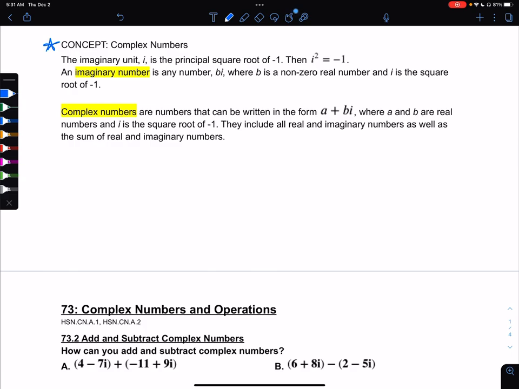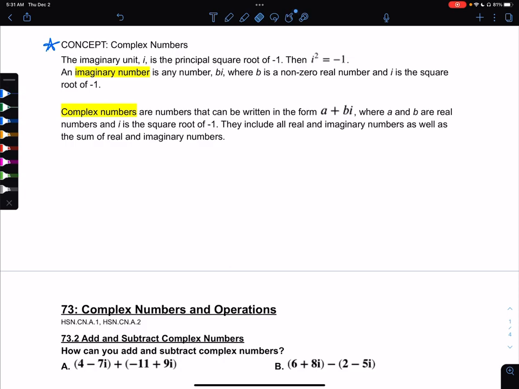An imaginary number is any number bi, where b is a non-zero real number, and i is the square root of -1. Complex numbers are numbers that can be written in the form a plus bi, where a and b are real numbers, and i is the square root of -1. They include all real and imaginary numbers, as well as the sum of real and imaginary numbers.